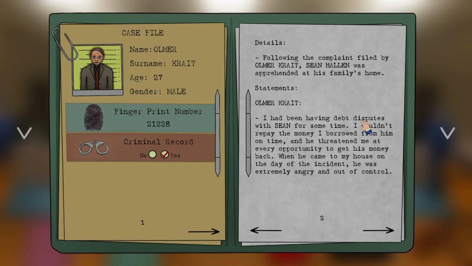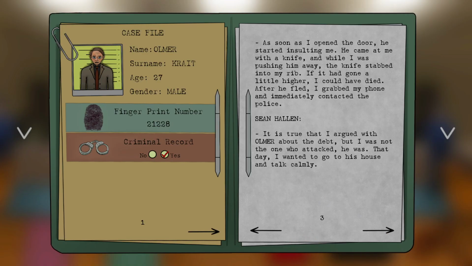Statement, Omar: I have been having debt disputes with Sean for some time. I couldn't repay the money I borrowed from him on time, and he threatened me at every opportunity to get his money back. When he came to my house on the day of the incident, he was extremely angry and out of control. As soon as I opened the door, he started insulting me.